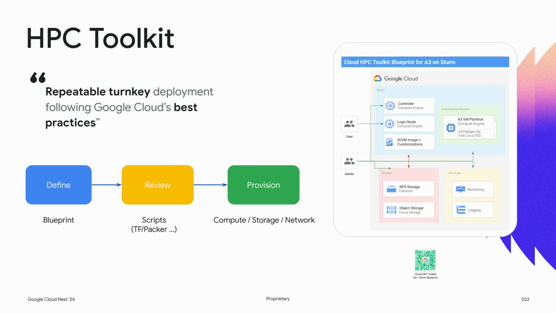We also publish out-of-the-box blueprints, which can be leveraged. This is the example of A3 VMs on Slurm, which can be used with HPC Toolkit. And there are similar blueprints for A3 VMs on GKE, as well as blueprints for Cloud TPU using Slurm.